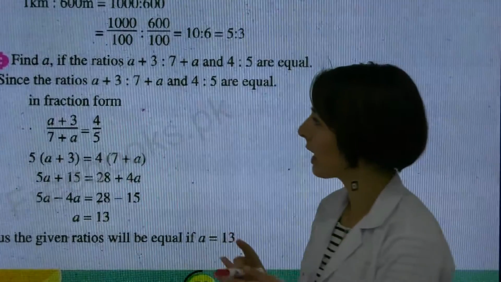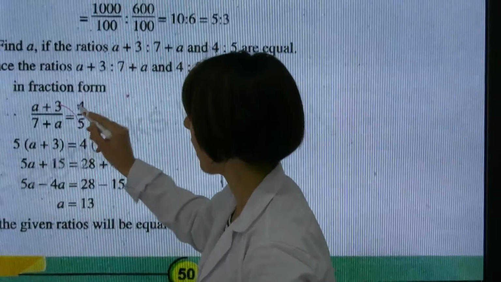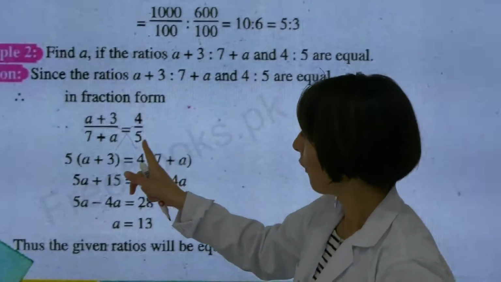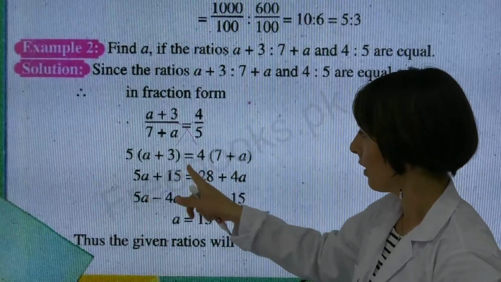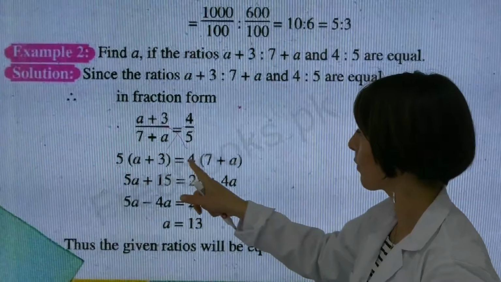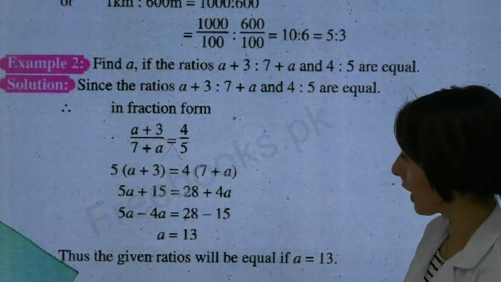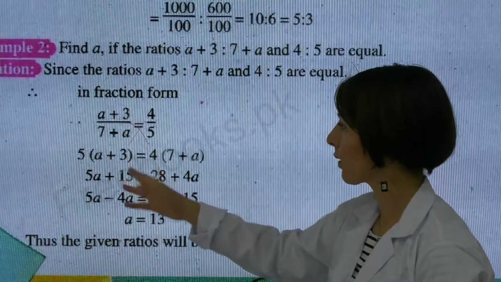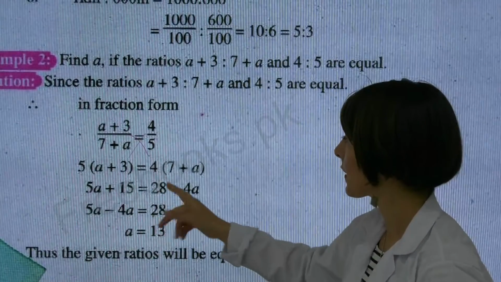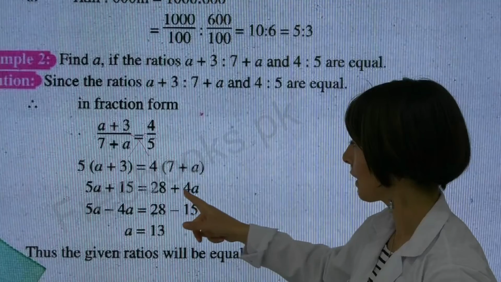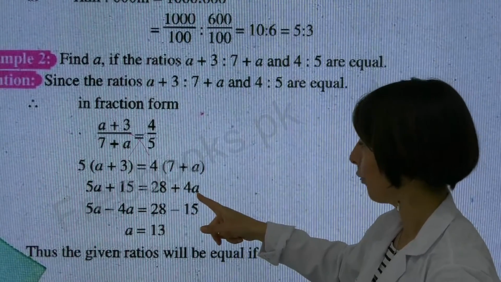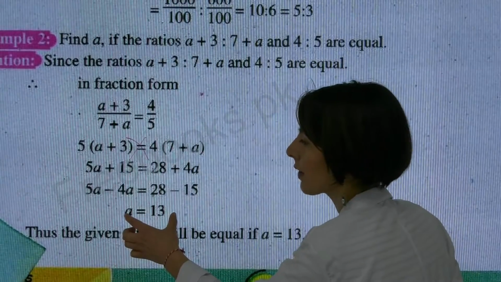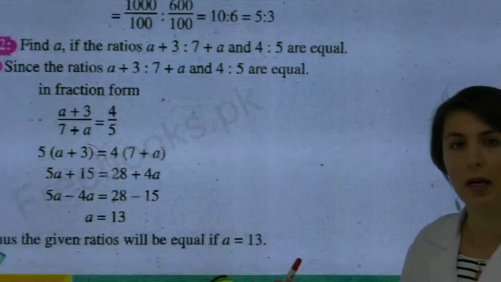And at this moment, I have the right to do the cross multiplication. So how is it going to be? 5 times (A plus 3) and 4 times (7 plus A). 5 times A, 5A, plus 5 times 3, 15, equals 4 times 7, 28, plus 4 times A, 4A, and in the end, I'll find that A equals 13. So this is my A.